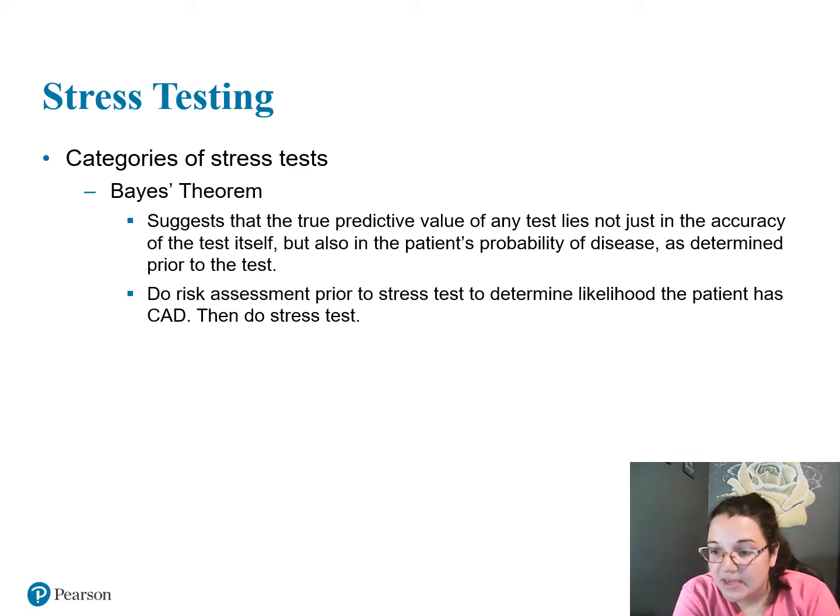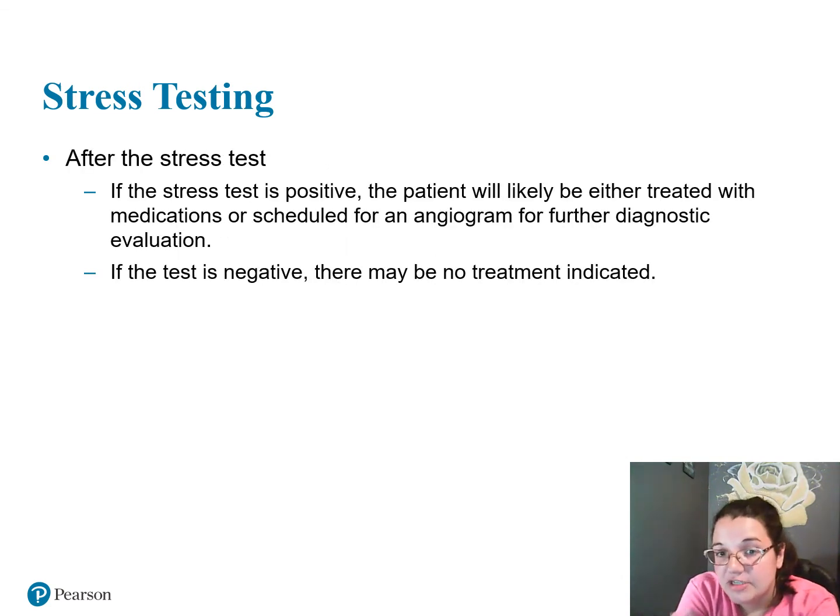So if somebody has chest pain, right? Then the probability of them having coronary artery disease is high because they have what? Chest pain. Do risk assessment prior to the stress test to determine the likelihood that the patient has CAD, and then do the stress test. This is Bayes' theorem. After the stress test, if the stress test is positive, the patient will likely be either treated with medications or scheduled for an angiogram for further diagnostic evaluation. If the test is negative, there may be no treatment indicated.